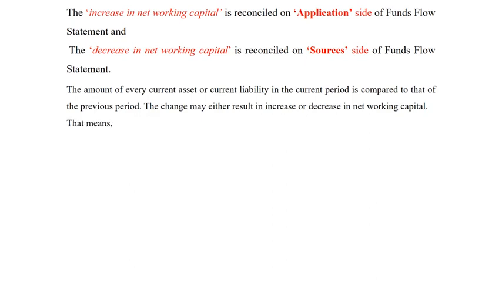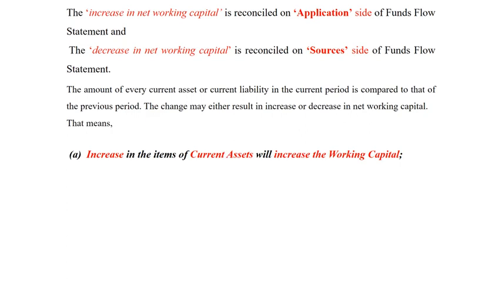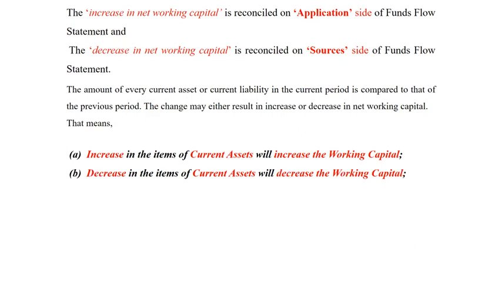You should remember these 4 points. Increase in items of current assets will increase the working capital. I repeat, increase in the items of current assets will increase working capital. Decrease in items of current assets will decrease the working capital.